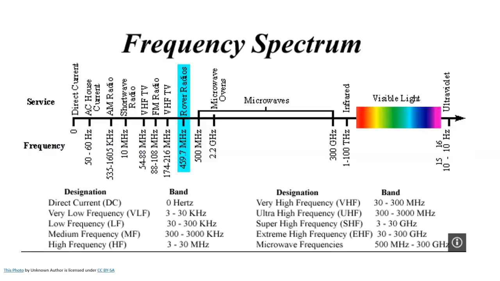And that's what you see here. So this is your frequency spectrum. This separation of radiations of differing wavelengths can be achieved by passing the radiation through a prism.